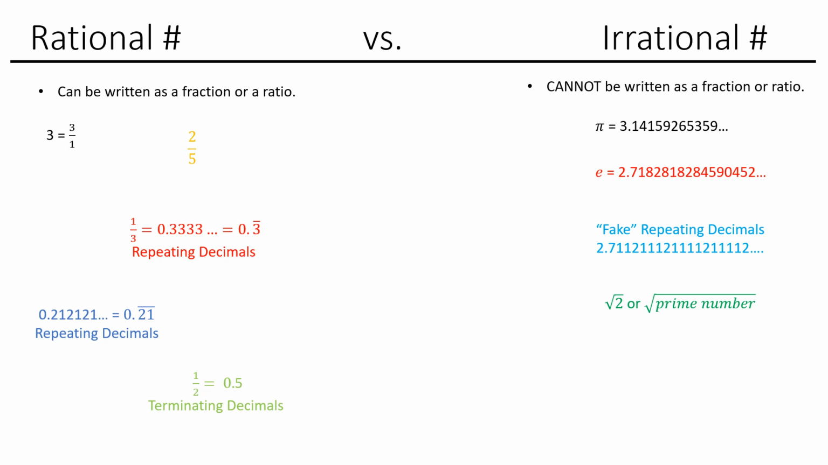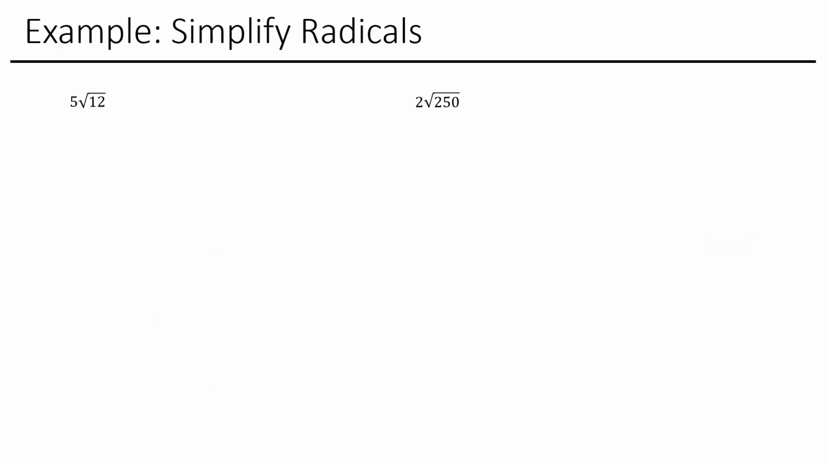And then lastly, if you have the square root of a prime number, the square root of a prime number is going to be an infinitely long number as well. And so that is going to make that an irrational number. All right, so now let's look at a few other examples. Okay, in these examples, you're going to be asked to simplify these radicals.